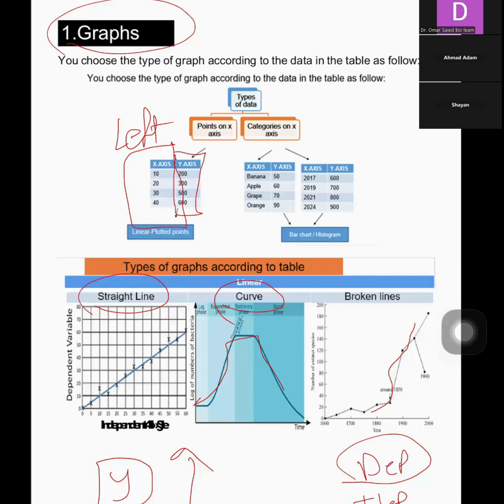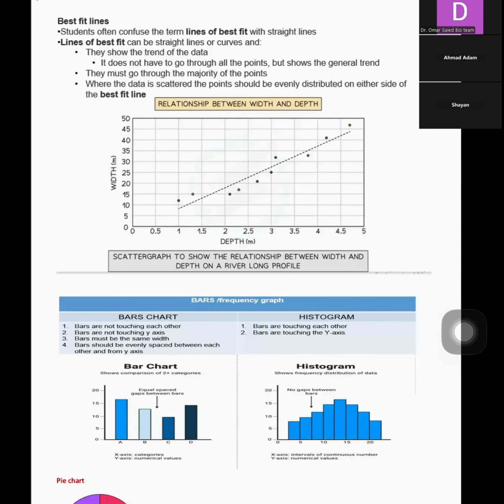And the y-axis, on the right side, is always the dependent factor. Very important to know. Some questions come as a line of best fit, but it is very rare. A line of best fit you have been through before. It's a line that does not pass through all the points, but it shows the general trend. At least it passes through the majority of the points.